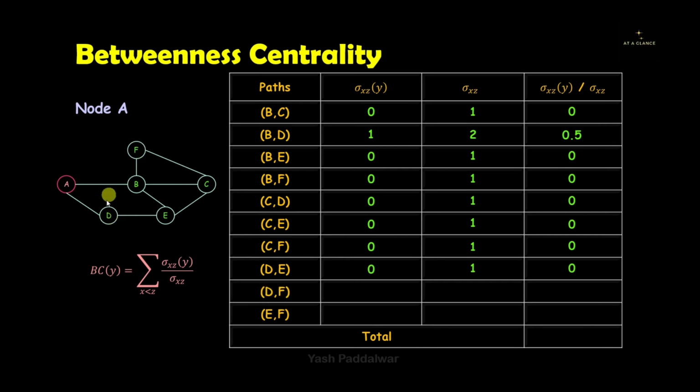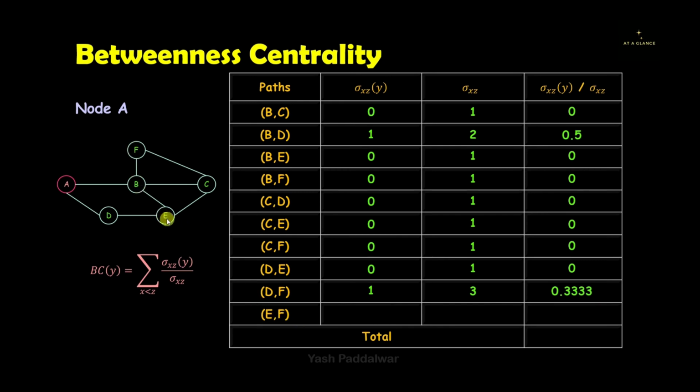Next is DF. Now you can see that there are total 3 possible paths from D to F. First is DABF, next is DEBF, and next is DECF. All these 3 are the shortest path, so you can write in place of sigma xz as 3. Out of these 3 paths, there is only one single path which contains the node A, that is DABF, and therefore we can write 1 in place of sigma xz of y. So 1 divided by 3 gives us 0.3333.